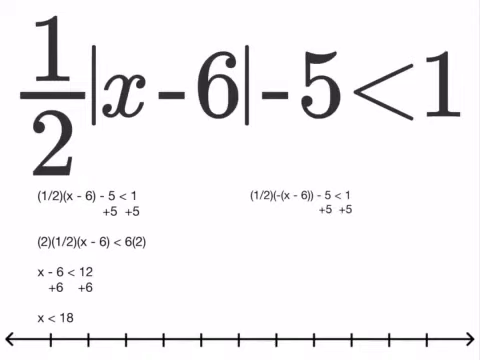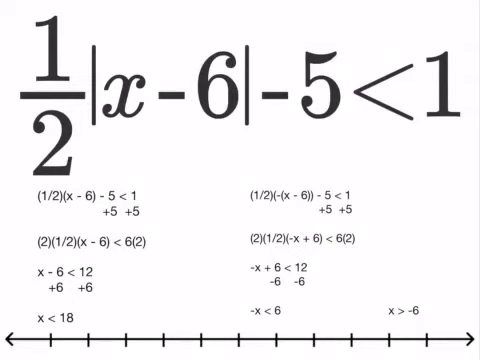On the other hand, we have 1/2 of negative x minus 6, minus 5. First step I do is once again add 5 because I'm going to change that negative x minus 6 to negative x plus 6. This becomes half of that is less than 6. I'd multiply both sides by 2 just like before. That means negative x plus 6 is less than 12, minus 6. Negative x is less than 6, which means x is greater than negative 6.